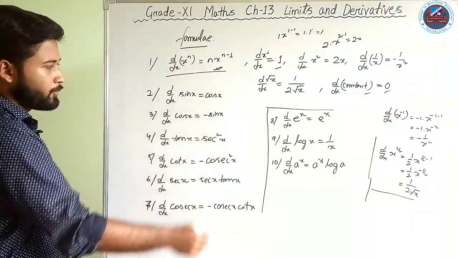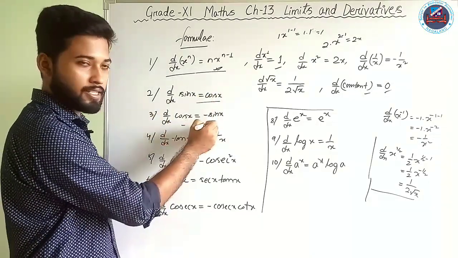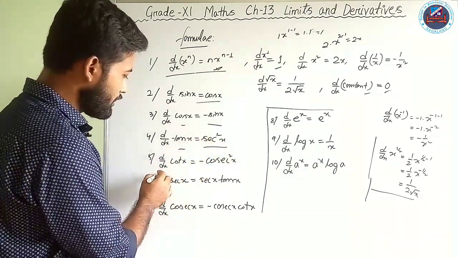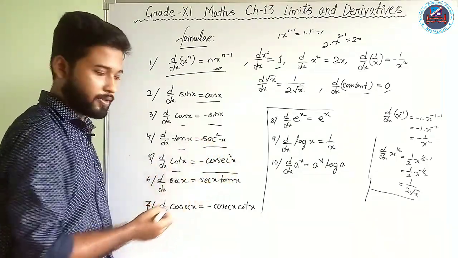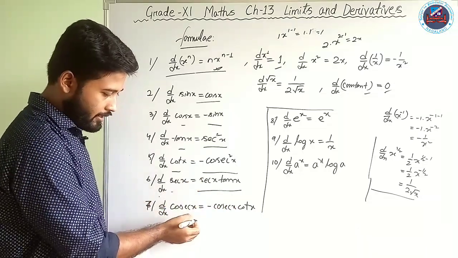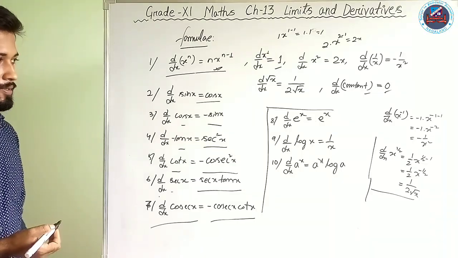Now we have a few more formulas: d/dx of sin x is cos x, d/dx of cos x is minus sin x, d/dx of tan x is sec square x, d/dx of cot x is minus cosec square x, d/dx of sec x is sec x tan x, and d/dx of cosec x is minus cosec x cot x.